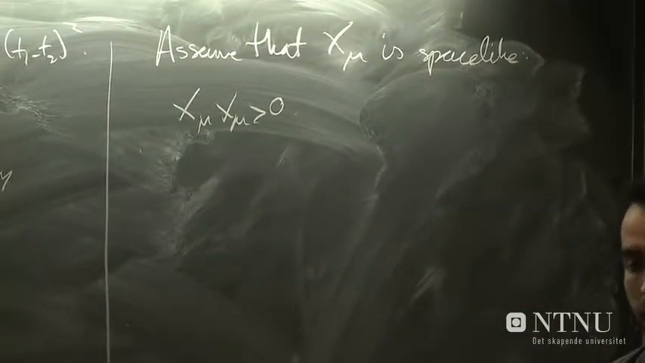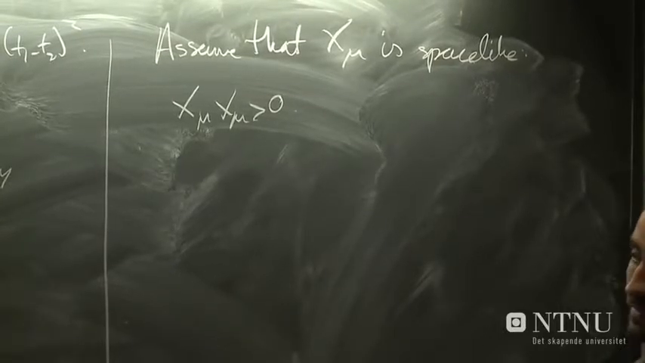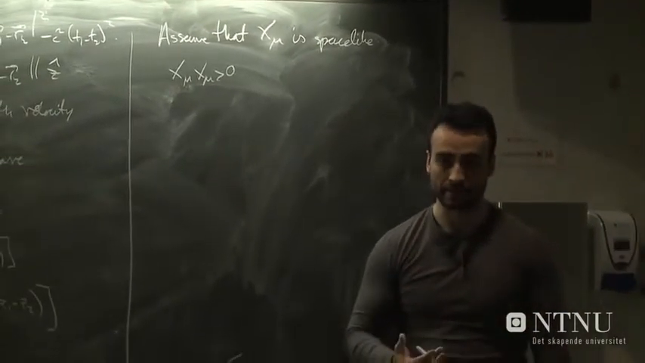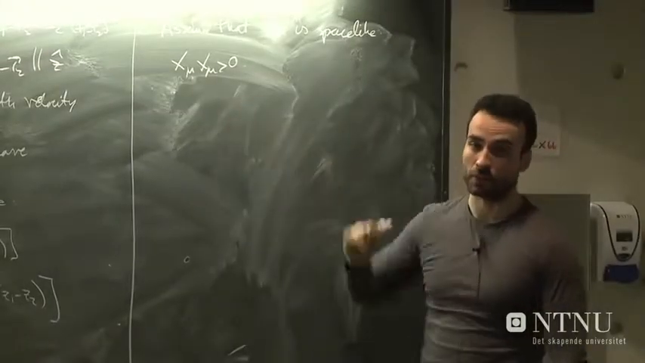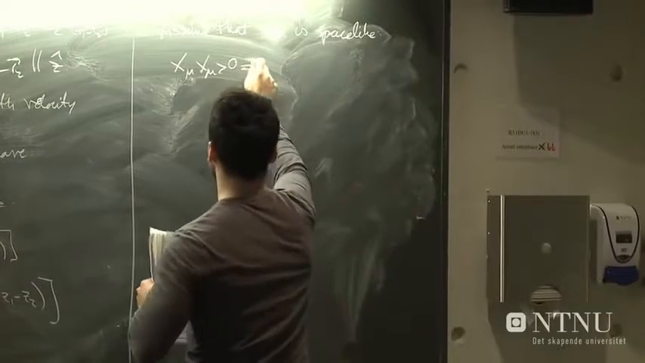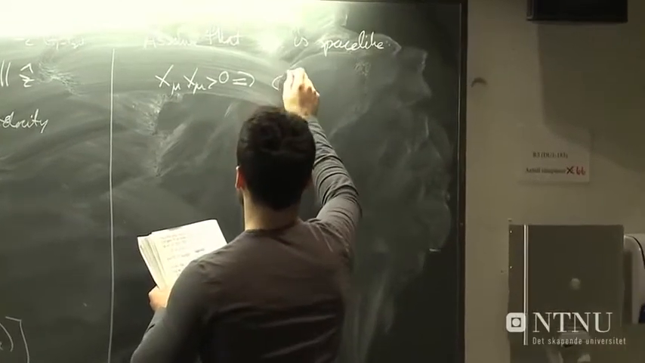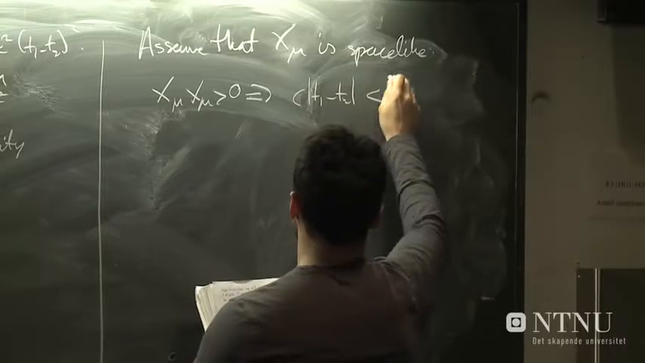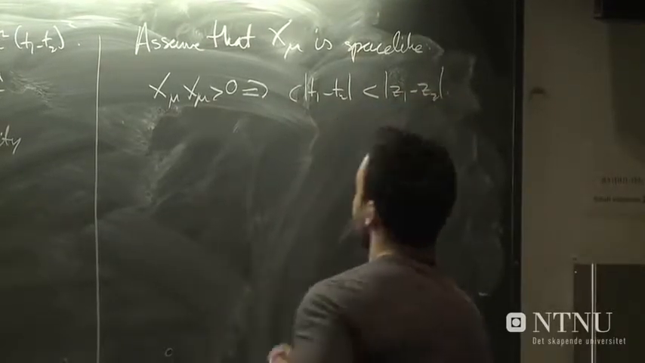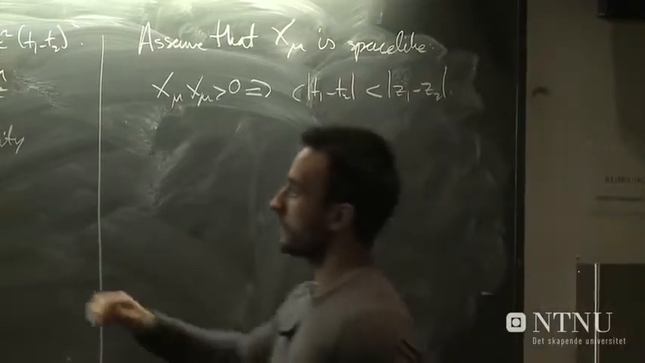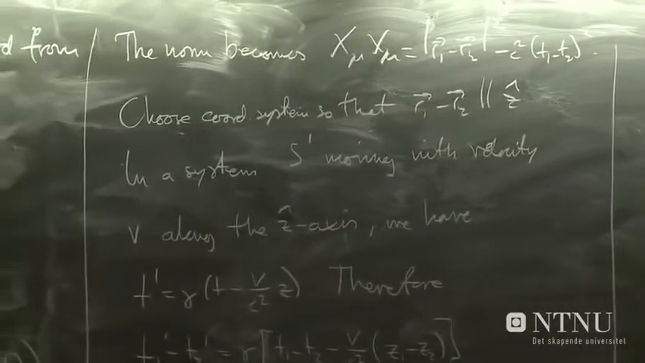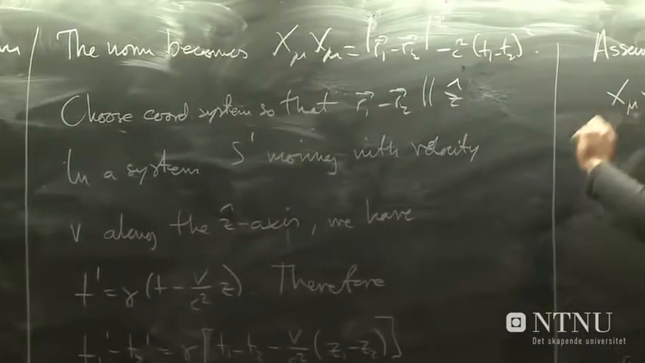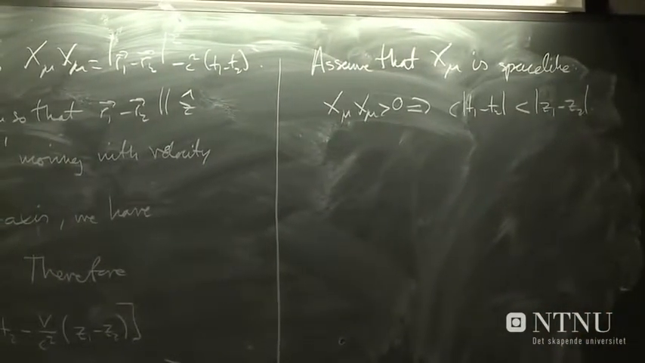Now, to see where this terminology, space-like, time-like, and null, or light-like, stems from, consider first the case where this difference vector, large X^μ, is space-like. In that case, we know that the norm is positive. In other words, we have the following, based on this expression here. So if it's larger than 0, I'm just moving this term over and taking the square root. So I get this.